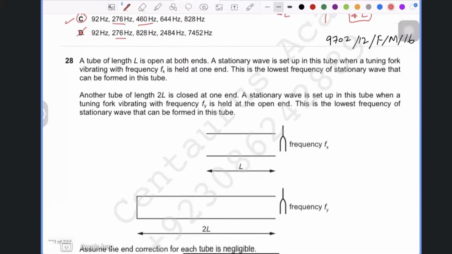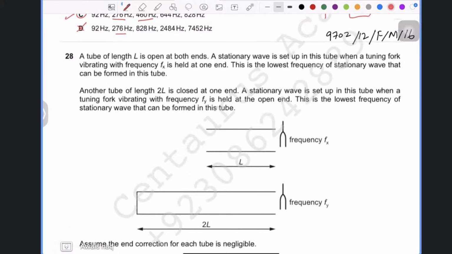Anyway, the tube of length L is open at both ends, so you should remember this, and now we know what type of formula we're going to use. The stationary wave is set up in this tube when the tuning fork vibrating at frequency fx is held at one end. This is the lowest frequency wave that can be formed in the tube. And the tube of length 2L is closed at one end, and the stationary wave is set up when the tuning fork is vibrating with frequency fy. This is the lowest frequency of stationary wave that can be formed in this tube. So he's talking about the fundamental frequency in both cases.